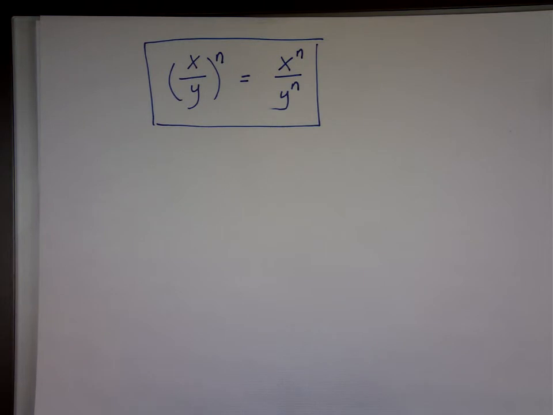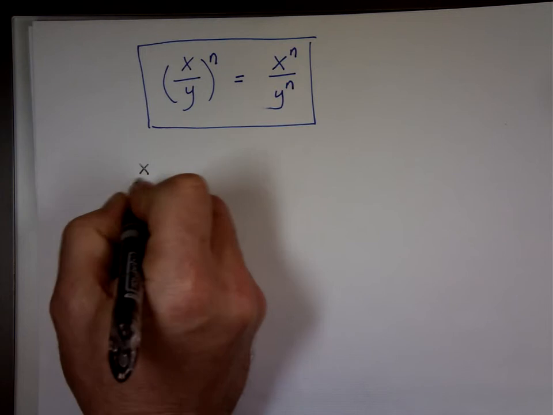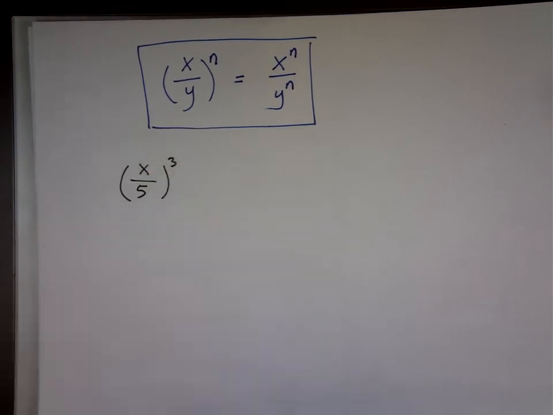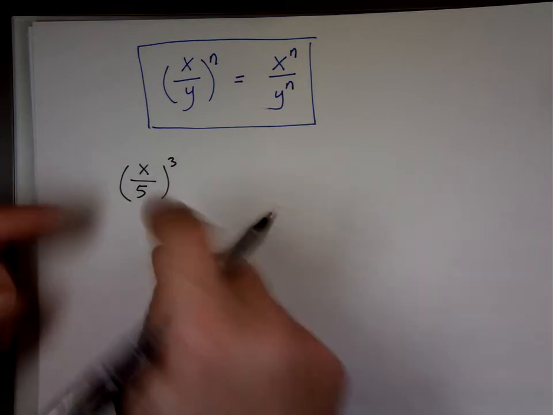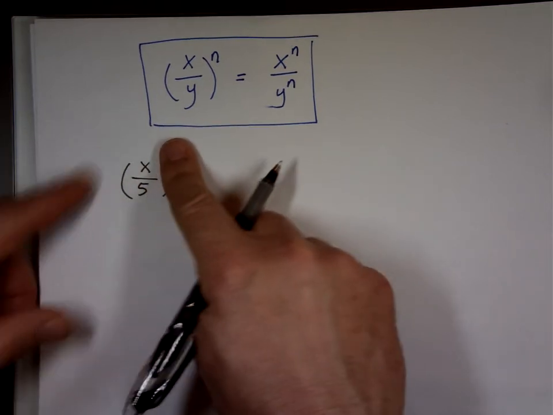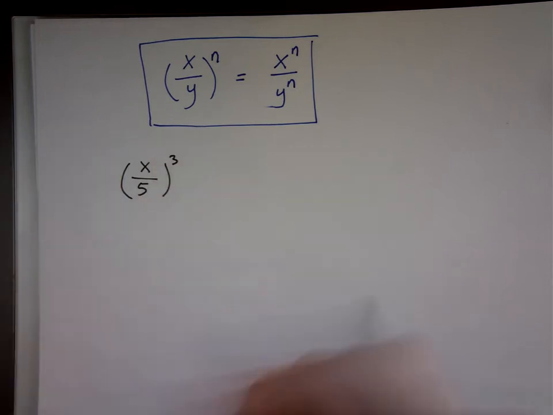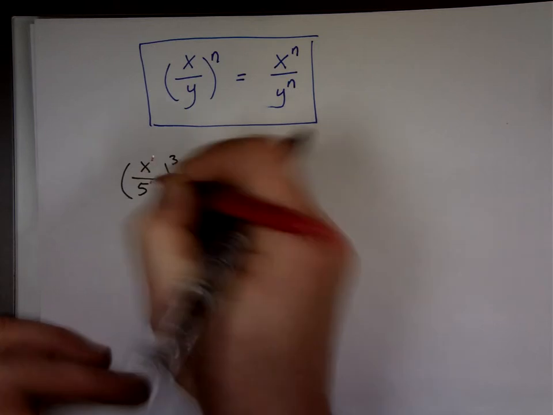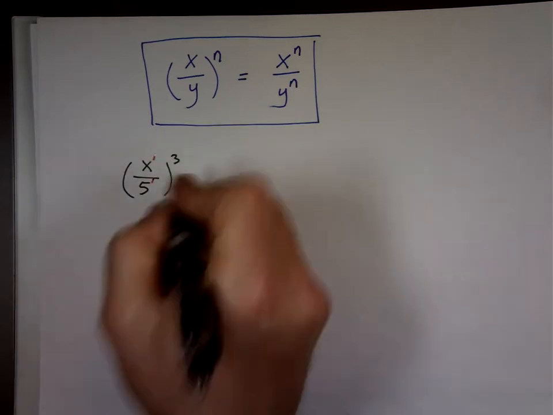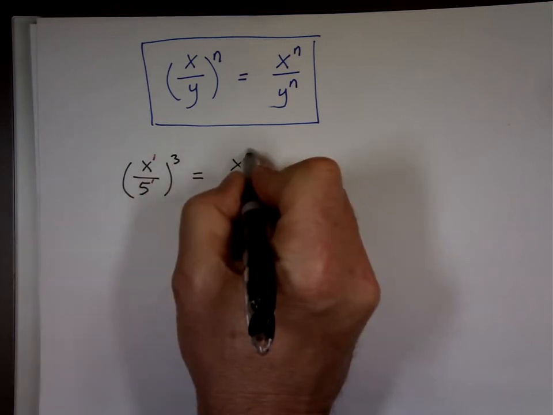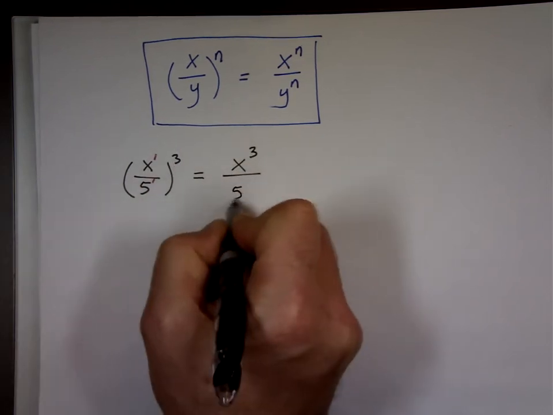So if I gave you this problem, x over 5 cubed. Still, power to power, we multiply. Before we start looking at the 3 there, look inside the parentheses here. What is the power of x as of now? 1. What about the 5? 1. So initially, again, these have a power of 1. Apply that rule now. X to what power? 1 times 3, 3. 5 to what power? 1 times 3, which is 3.